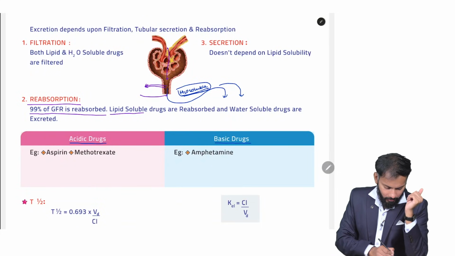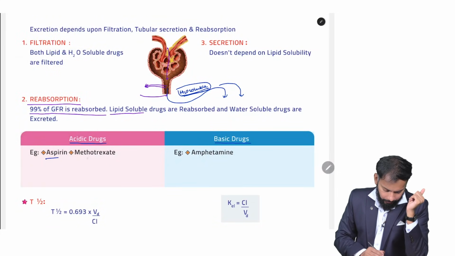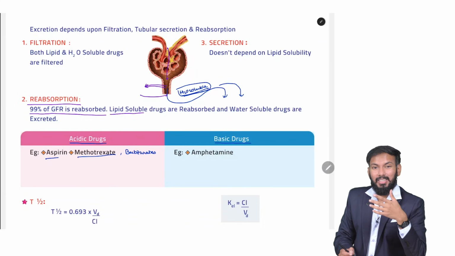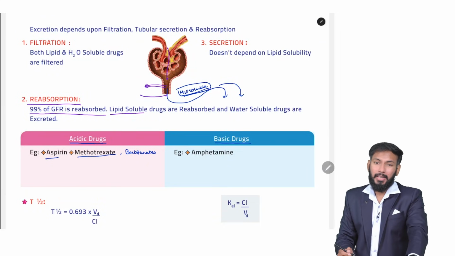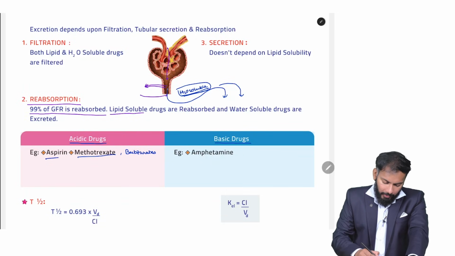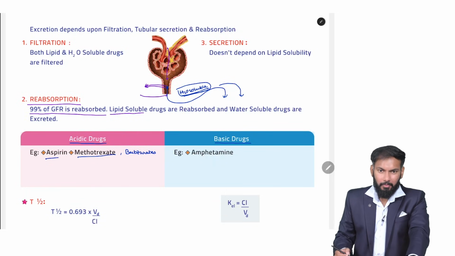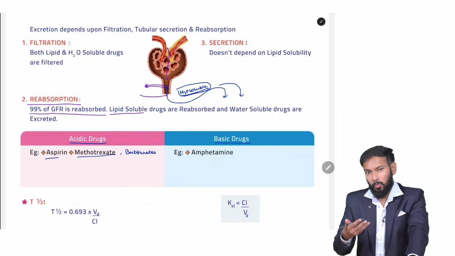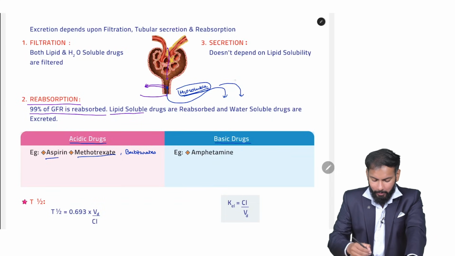Examples of acidic drugs are aspirin, methotrexate, barbiturates. Remember these. If there is any of this drug poisoning, what can you do? Now, these are acidic drugs. When they come into the PCT, how can you make it water soluble? I told you, water soluble means you have to make them ionized.